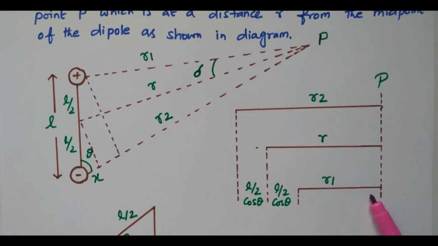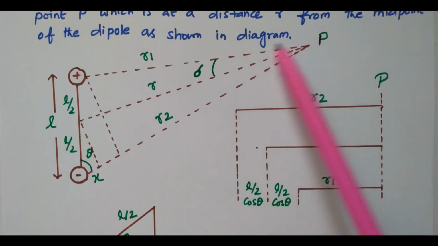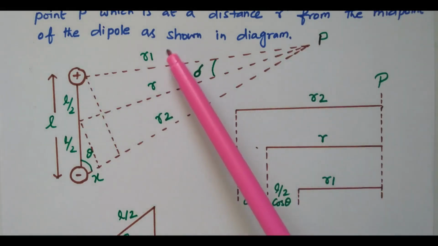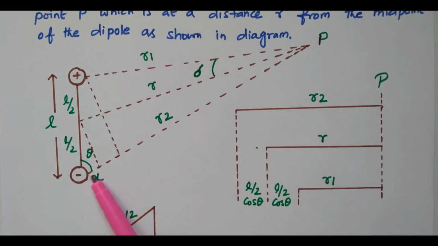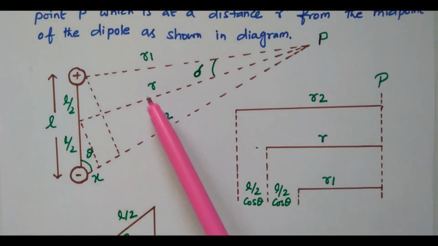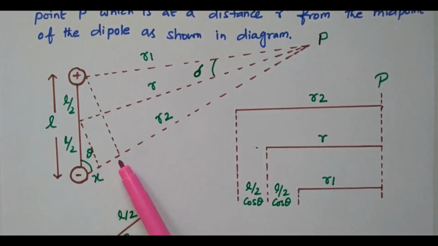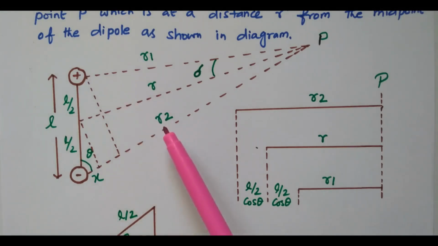So R1 is shorter, R2 is lengthier than R. By seeing the diagram, we can easily identify that R2 is the lengthiest, then R is shorter, then R1 is shorter than R. So these three lines differ by this distance. One line is drawn here, right? The difference between R and R2 is this distance. Similarly, the difference between R and R1 is this distance. So each and every line differs by this distance. We need this value for the calculation, so it is taken as x.